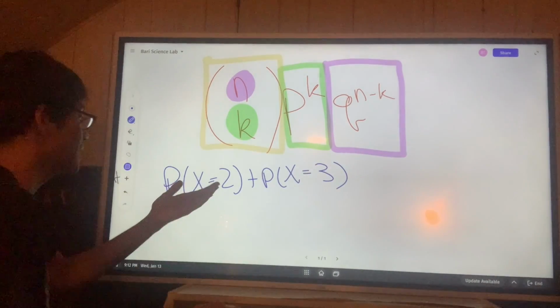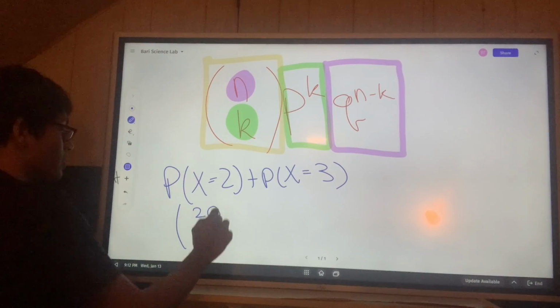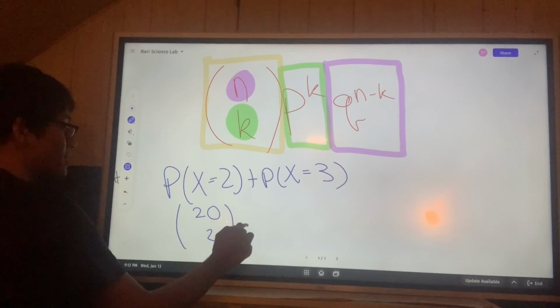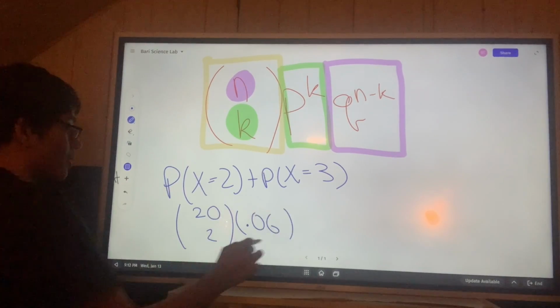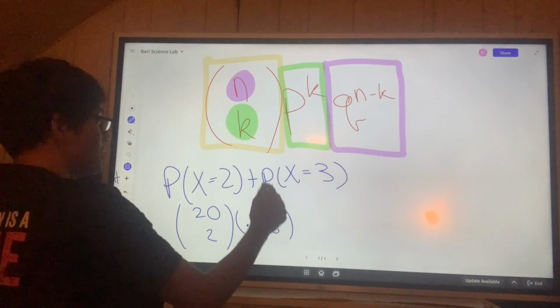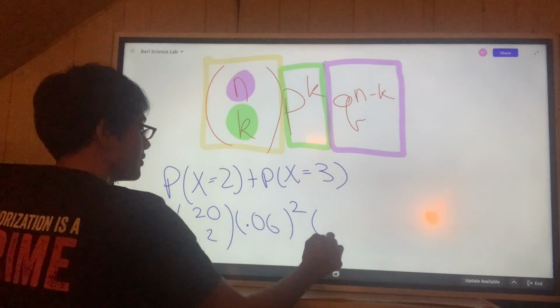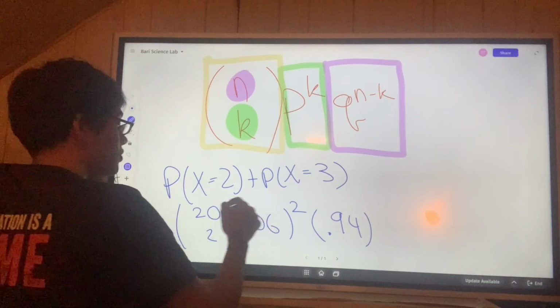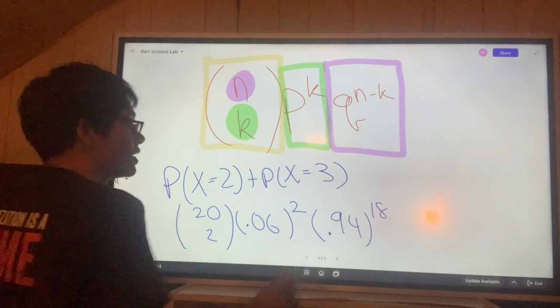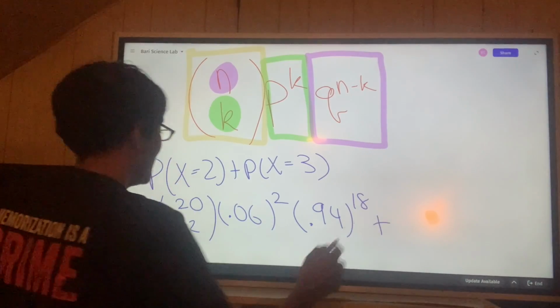Well, what's the probability x equals 2? Well, we have 20 people in line. We want 2 of them to be universal zoners. So we raise the proportion of success constant to the second power, because we're going to succeed 2 times. And we're going to raise the failure proportionality to the 18th power, because we're going to fail 18 times. And that's that. And of course, we're going to add this to what?